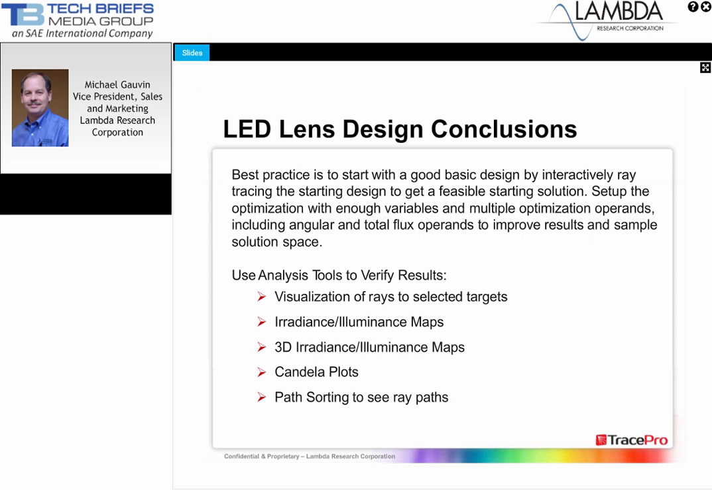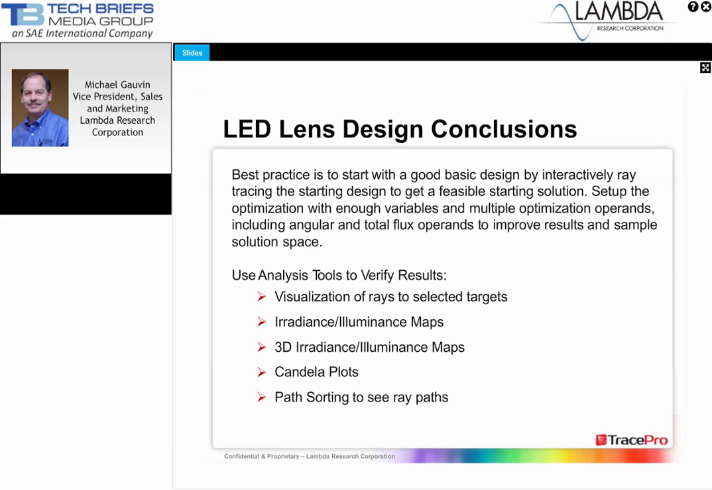When I start with something that's got a nice local minima, I go through and specify the variables to give me enough degrees of freedom. I go out and I allow the merit function to be possible. And then I use tools to verify what's going on. And these tools allow me to visualize rays to selected targets. I'm able to see power on a surface or a target or on a whole object.